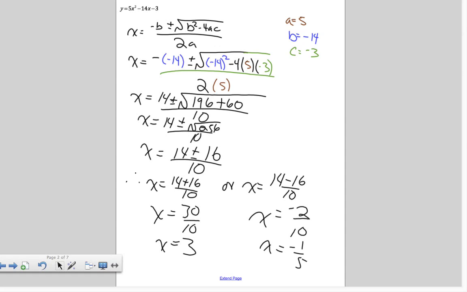Okay? So if you chose to do this first, you can still get the axis of symmetry by adding our zeros together, divided by 2, and we've got 7 over 5 as well. Any questions on this? The quadratic formula is pretty straightforward, right? It always works.